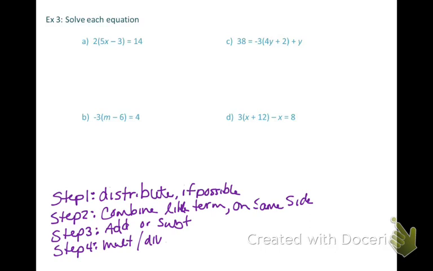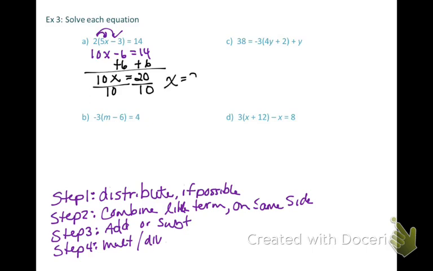So if I look at A, I can distribute that 2, so I'm going to distribute the 2. So it's going to be 10x minus 6 equals 14. Well, I don't have any combining of like terms, so I'm going to step 3, which is adding and subtracting. And remember, by this time it should be a 2-step equation, and it is. So now I'm going to add 6 to both sides. So it's 10x equals 20. Then now I have only 10 left, so it's multiplying. 10 is multiplying, so we need to divide. So it's going to be x equals 2.